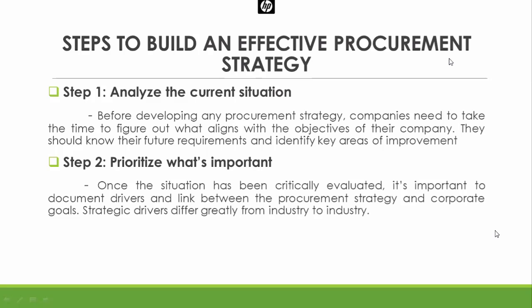Sige. So analyze the current situation. Steps to build an effective procurement strategy. Of course, you have to scan the environment, wherein you're going to analyze the situation. And before developing any procurement strategy, companies need to take time to figure out what aligns with the objectives of the company. Of course, it's really important. Baka kasi you are promoting a green manufacturing, pero ang ginagawa niyo naman pagdating sa procurement is parang walang habas kayo nagpo-procure ng mga ganitong items na hindi nagsusupport on your policies and on your objectives as an organization.